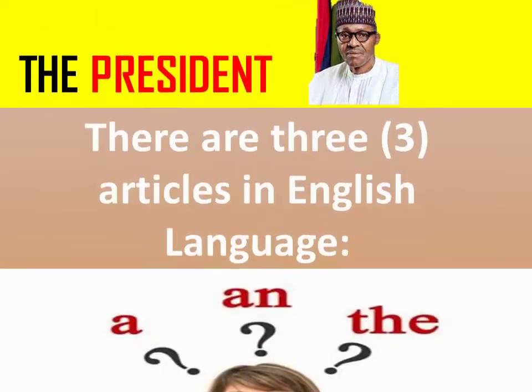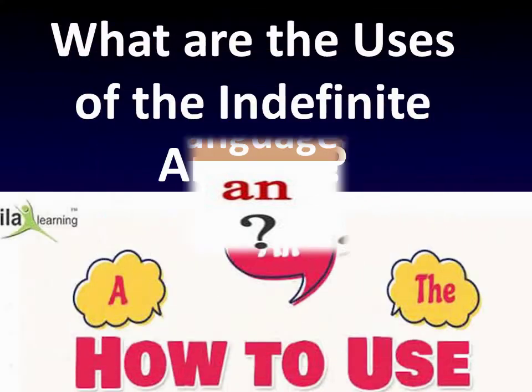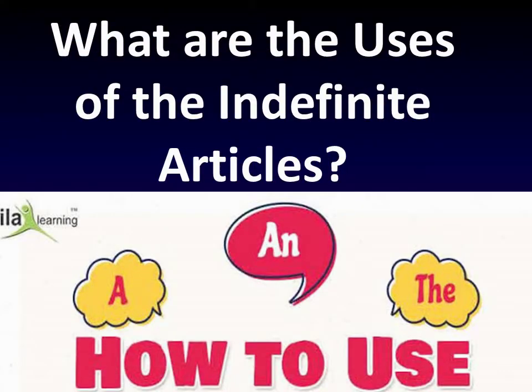There are, of course, three articles in English language: a, an, and the. Oftentimes, people are confused on which one to use at a particular point in time. So what are the uses of the indefinite articles? In fact, how do we use them? This is part of the questions we want to answer in this lesson.